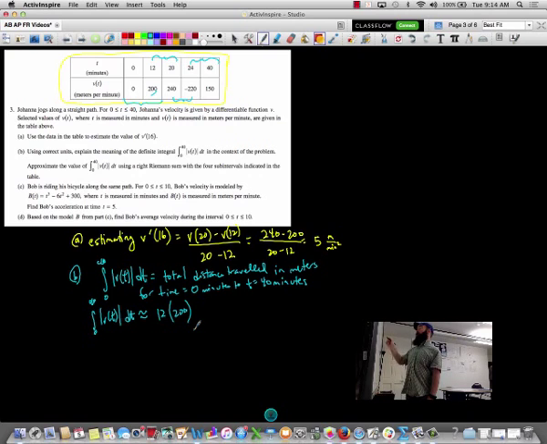You go to the next interval, that width would be between 12 and 20, which is 8. And you use the height at 20, which is 240. Then you go to the third interval. The width of that interval would be 4.